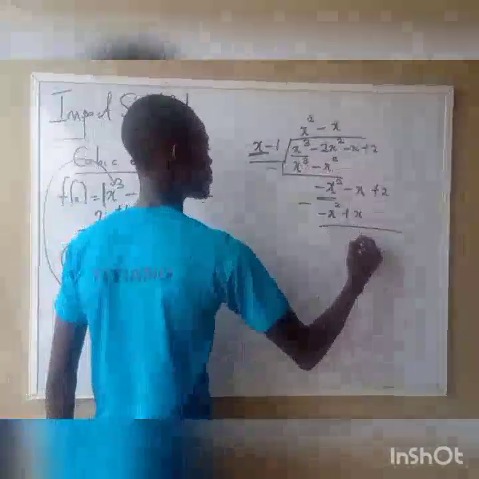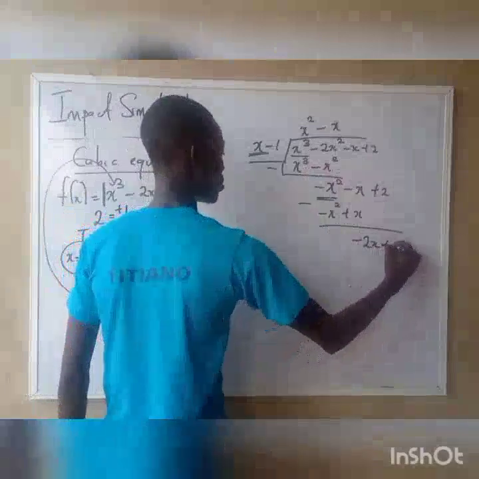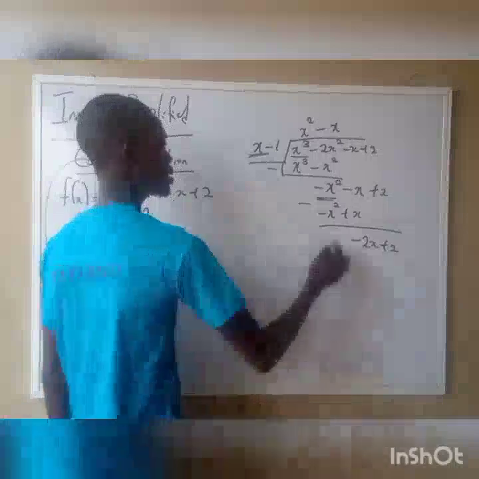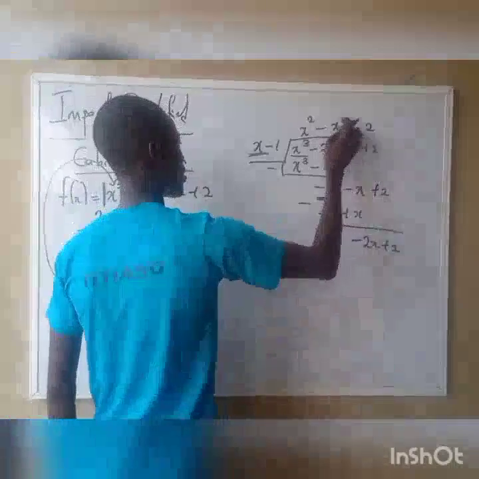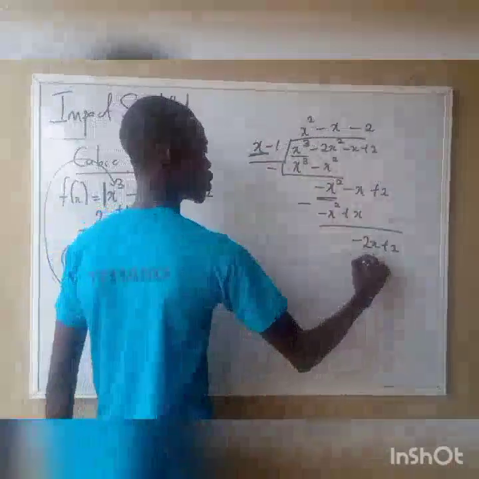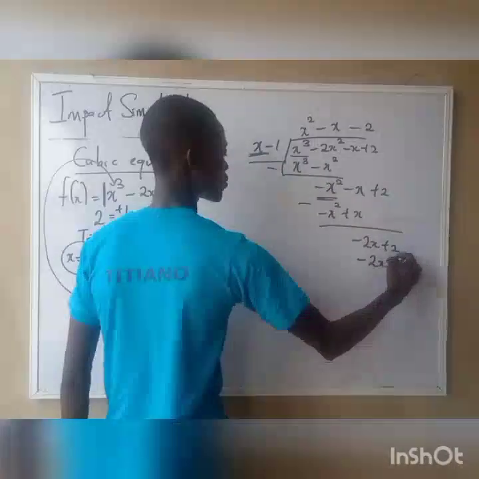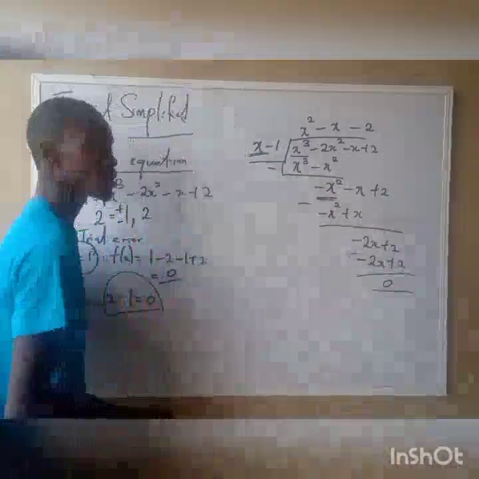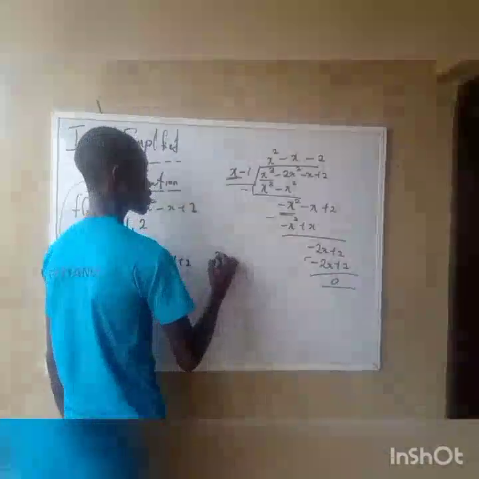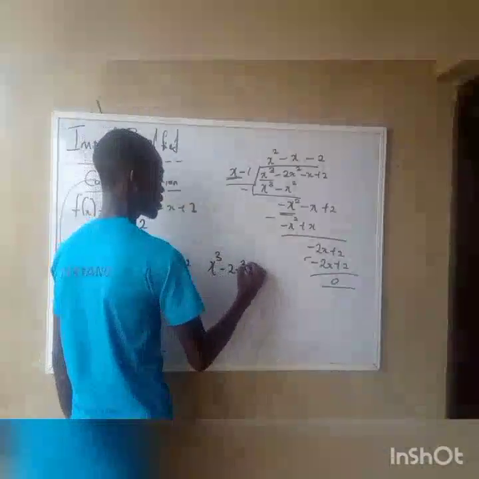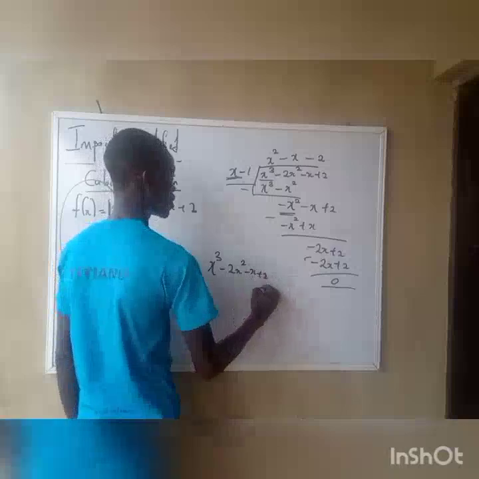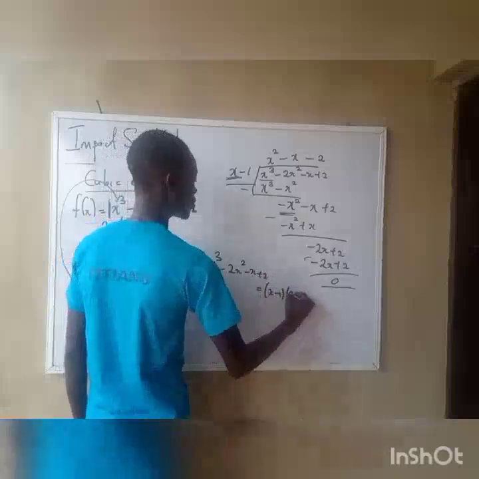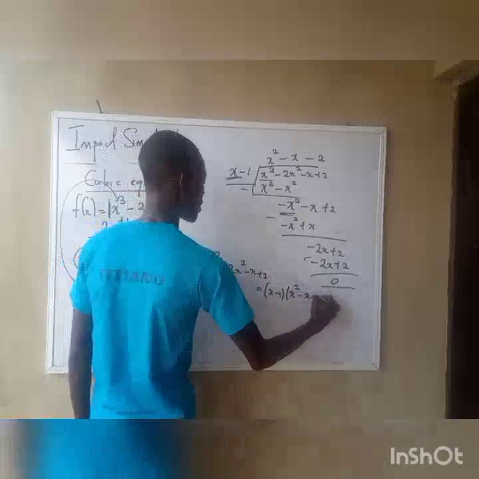Subtracting it, we have minus 2x plus 2. And looking at this, your x also will divide, and that will give us minus 2. Minus 2 will multiply this. What do we have? Minus 2x plus 2. And when you subtract, what do we have? We now have x cubed minus 2x squared minus x plus 2. And that will give us x minus 1, x squared minus x minus 2.